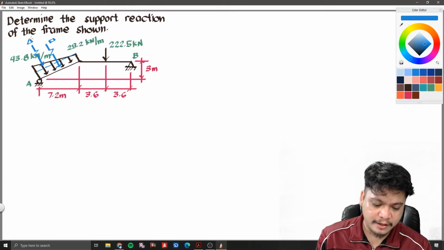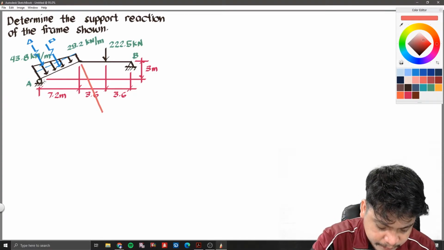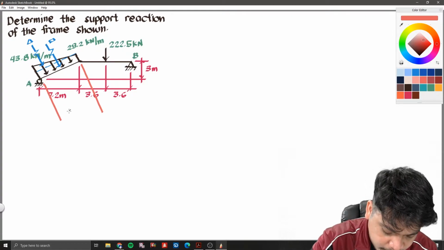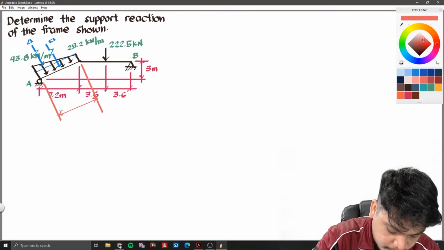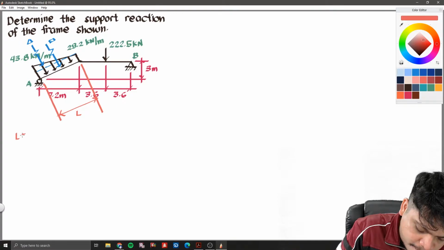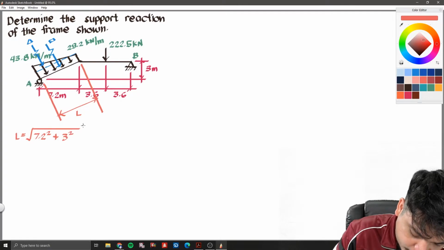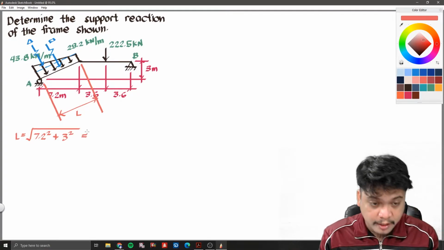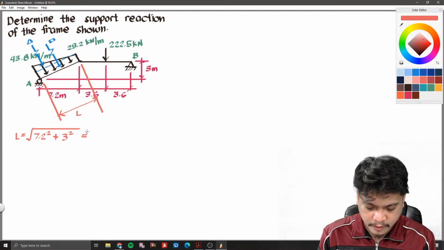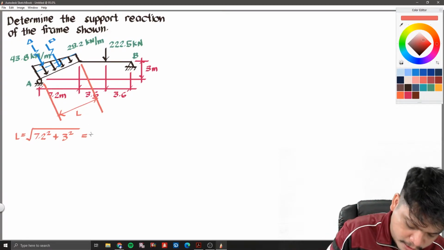So, kunin natin yung length na yon. So, this length from here, okay, kunin ko yung perpendicular niya. And then, from there, so, ito yung kanyang distance. Okay? So, that would be our length L. Okay, so, unahin natin yung length L. So, we will have here the square root. Okay, so, yung x niya, we have 7.2 squared. And then, yung kanyang y is 3 squared. Okay? Or we have the length equal to 7.8 meters.